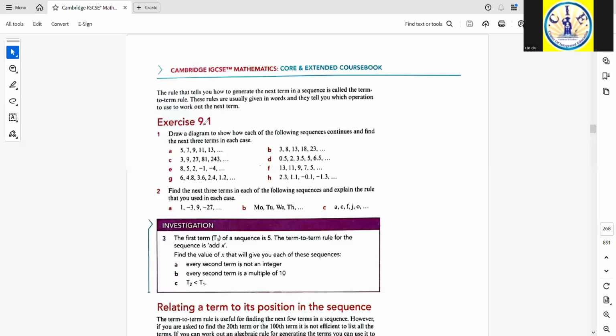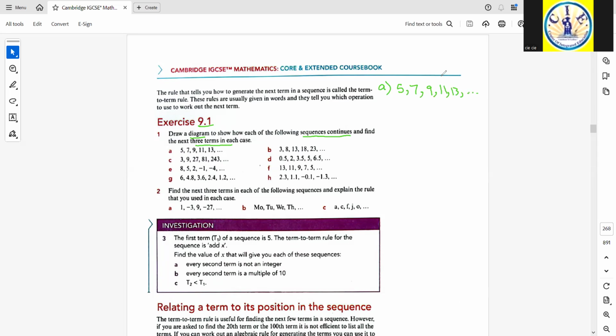Exercise 9.1. Draw a diagram to show how each of the following sequences continues and find the next three terms. Okay, for part A, if I do it like this, 5, 7, 9, 11, 13.